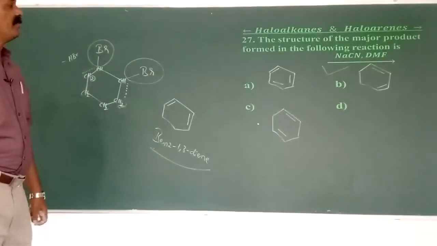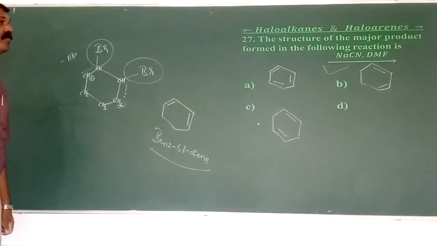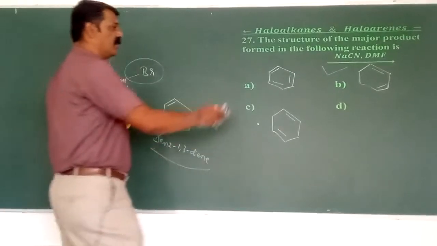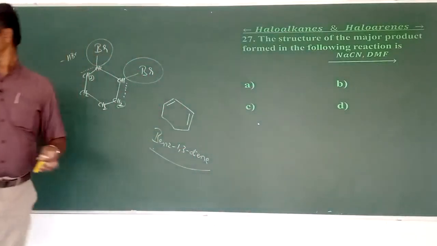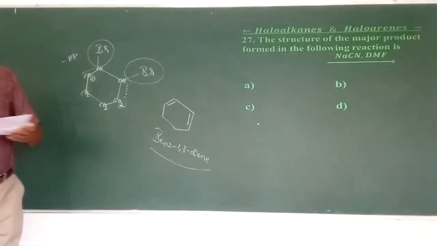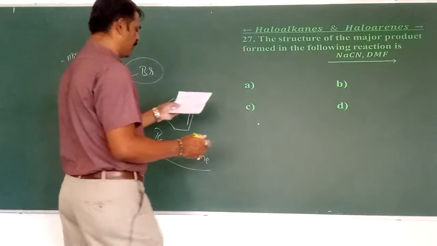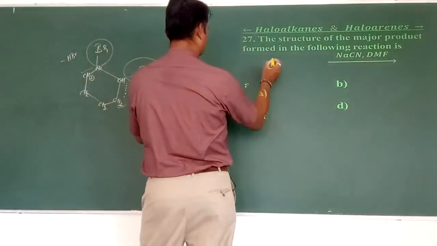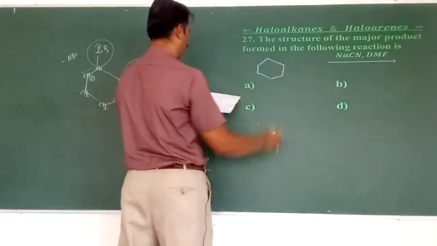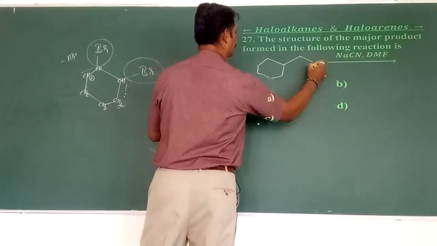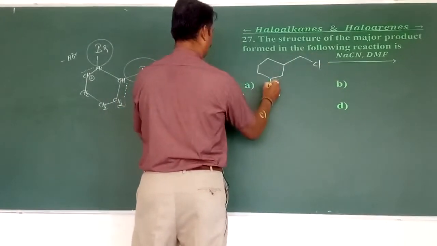The structure of the major product formed in the following reaction is. I think the reaction is not written here, I will write that. The structure of the following reaction. What is that reaction here? The 27th means the reaction is benzene. First we are having Cl. Here it is I.